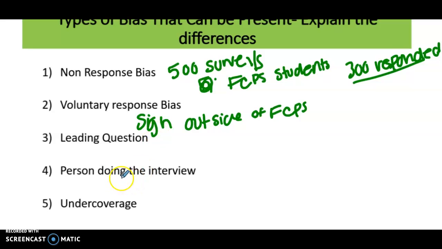The person doing the interview can lead to bias, such as a police officer. If they ask you how many times you speed, you might lie because you don't want them to think you're speeding more often than you are. Undercoverage is whenever we miss a certain portion of the population. So for example, this would be if I'm doing a survey and I call everybody with landlines. Well, we're going to miss every single person that does not have a landline, and they would not be part of that sample.